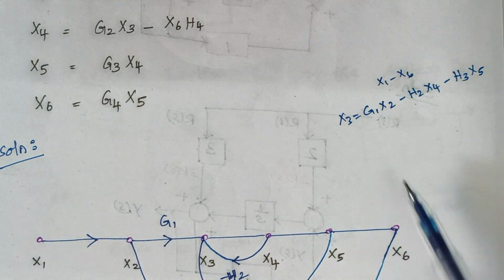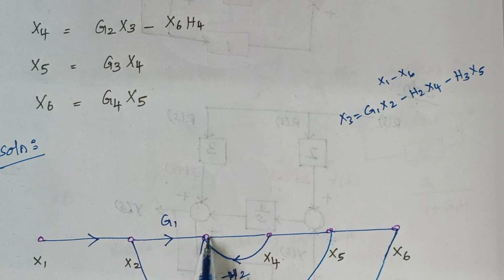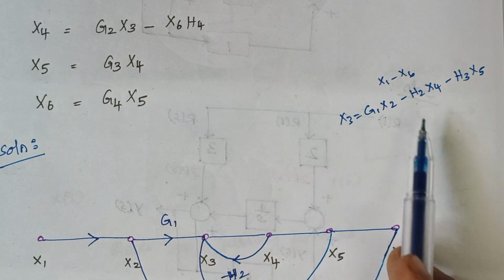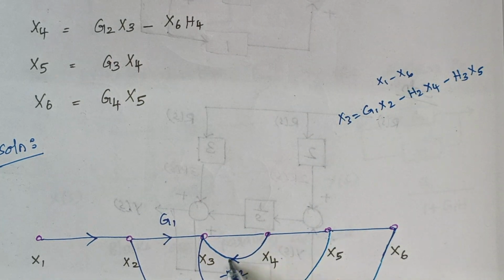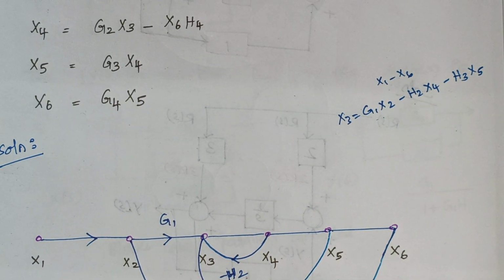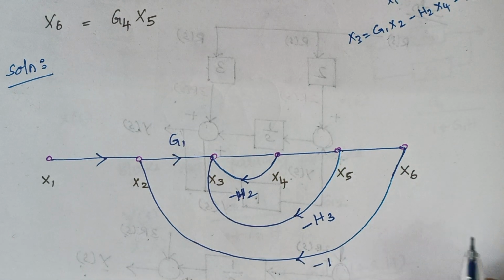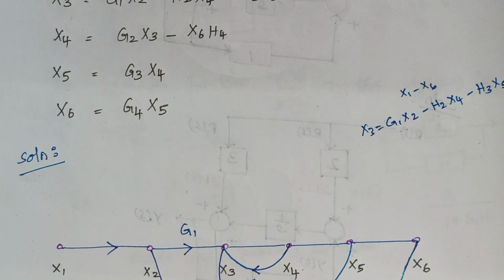So finally we have drawn the signal flow graph for the respective expression. You see x3 is g1 x2. So to this x3 the incoming signal is g1 x2, another incoming signal is minus h2 x4, and another incoming is minus h3 x5, right? Now equation number 2 is over here.